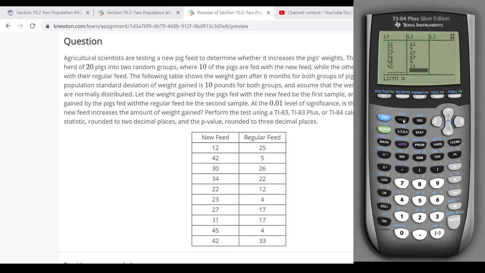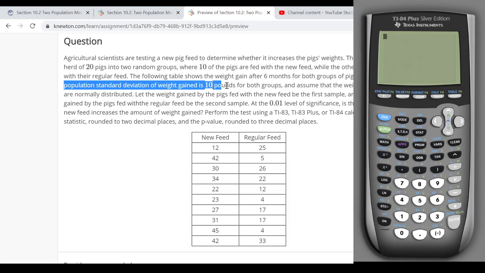All right, so I'll get out of here, go quit, and then we're going to perform this two independent sample z-test. All right, because here the population standard deviations are known, right? They say right here the population standard deviation of the weight gain is 10 pounds for both groups. So that's why it's a z-test and not a t-test, right?